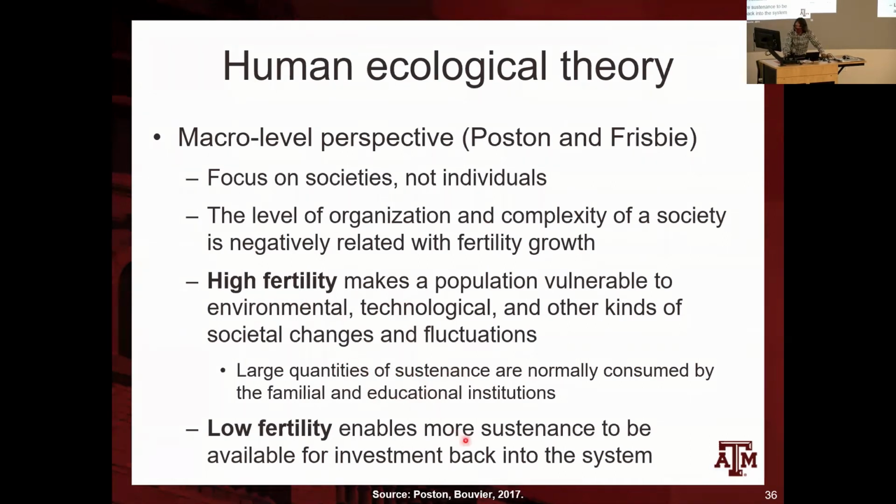Lower fertility enables more sustenance to be available to invest back into the system. So as a whole, in this macro level perspective, people realize that if I have too many children, that will put too much pressure on society. So I decided not to have children as much as before. So newer generations will have lower levels of fertility, and that puts fewer pressures on society.